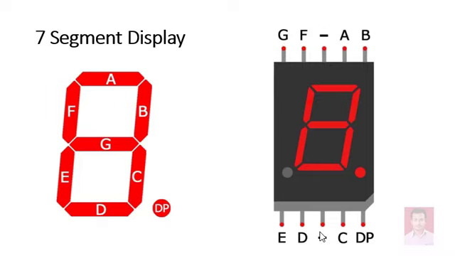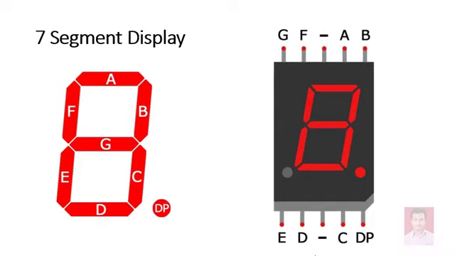Remember, pin number 3 and pin number 8 are not given any name. They are used to identify what connections are to be given. If it is a common cathode, pin number 3 and pin number 8 will be connected to ground, and if it is a common anode, pin number 3 and pin number 8 will be connected to a 5-volt supply.